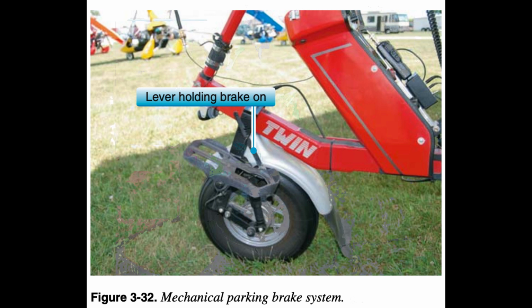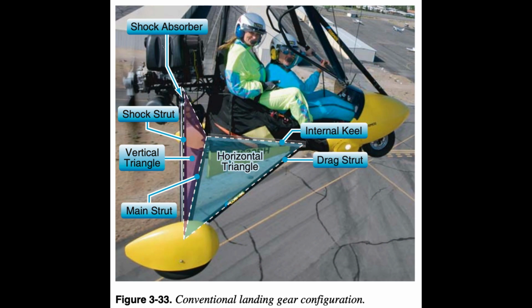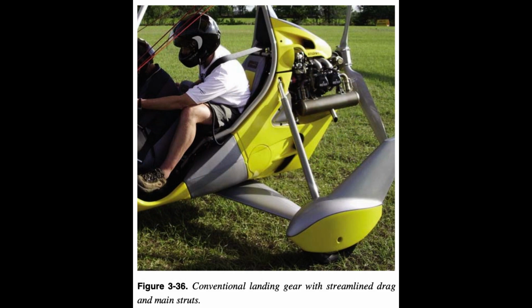End of page 3-12. The horizontal triangle consists of a drag strut from the wheel forward to the keel or forward structure to maintain the wheel's fore and aft position, and the main landing gear strut. Both the main and the drag struts can pivot about the attachment to the keel as part of the shock system. The vertical triangle consists of the main landing strut and the shock strut attached to the wheel and up to the keel structure, Figure 3.36.